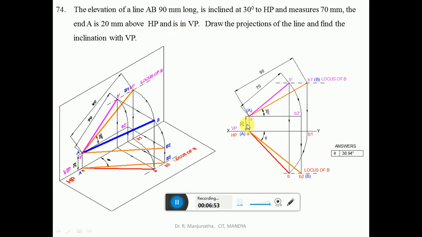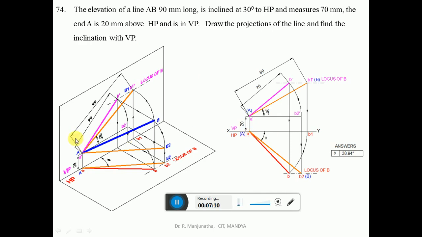So consider any point on this horizontal line and draw a vertical projector so that it cuts the XY line. Since end A is above HP, that image will be seen as A dash. And since end A is in VP, the image will be on the horizontal plane. It will be the top view.